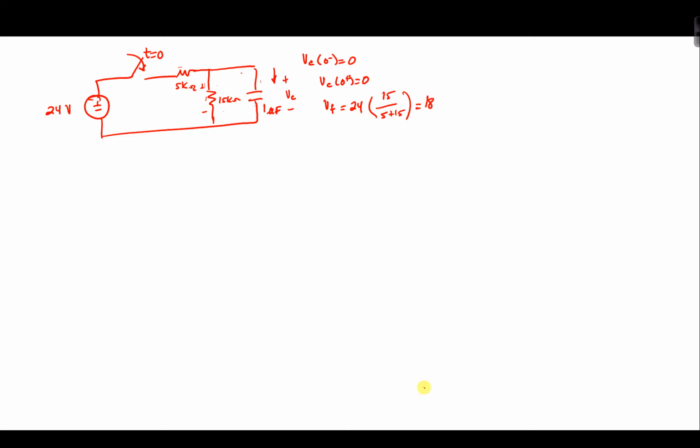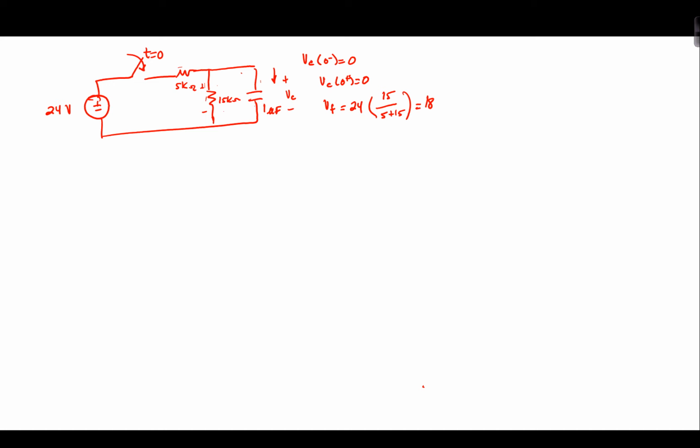But as soon as we start getting voltage on this capacitor, we then have voltage across the resistor, and we have current coming here and here. And then ultimately, as we've already pointed out, when the capacitor is charged up to its final value, there will be no current going here, and all of the current will continue through the 15 kilo ohm resistor. So our final voltage then is going to be 18 volts. It's just the voltage we calculated from the voltage divider.